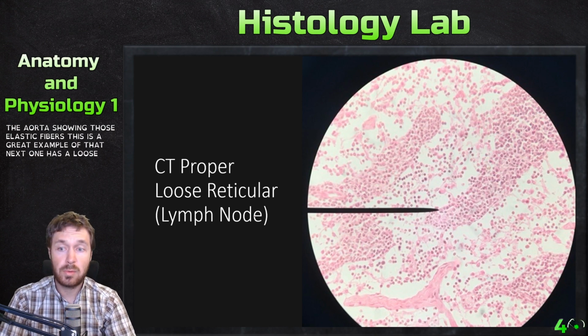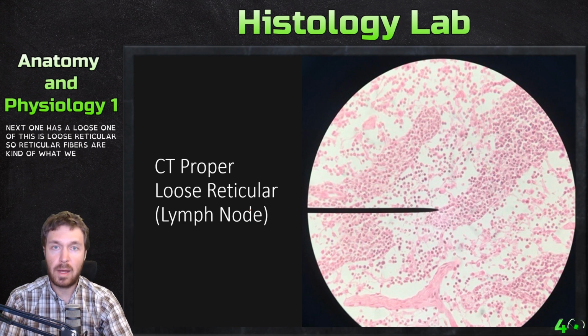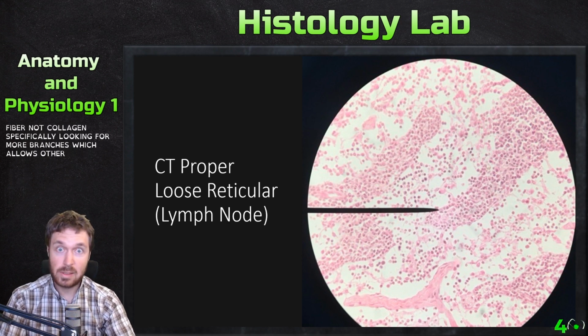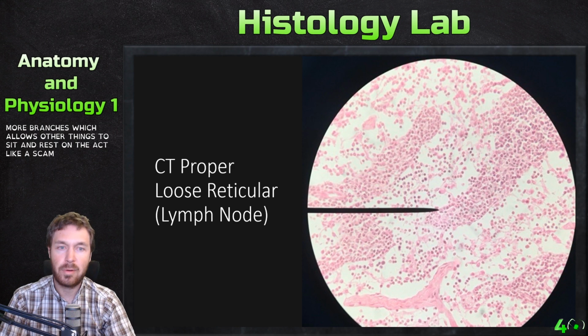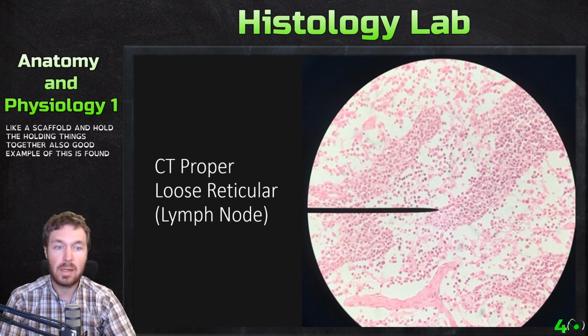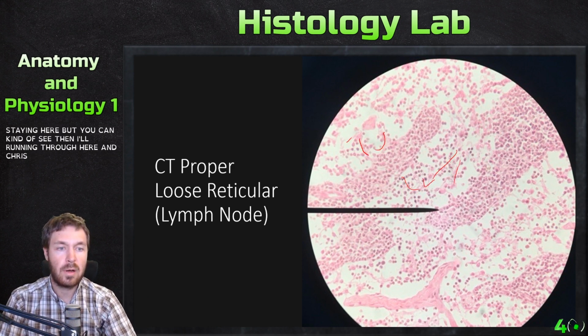Next one is a loose one. This is loose reticular. Reticular fibers are a collagenous type of fiber, not collagen specifically. They can form more branches, which allows other things to sit and rest on. They act like a scaffold, holding things together. A good example of this is found in the lymph node. The fibers aren't differentially stained here, but you can see them running through here, crisscrossing and branching.